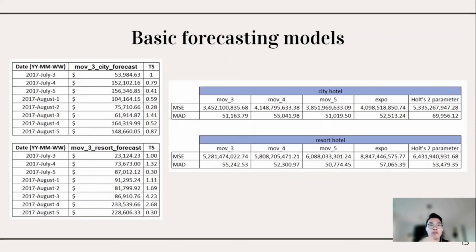Moving on to the revenue. So for city hotels, the revenue is significantly lower during the 3rd week of July and during the 2nd and 3rd week of August compared to all other weeks.